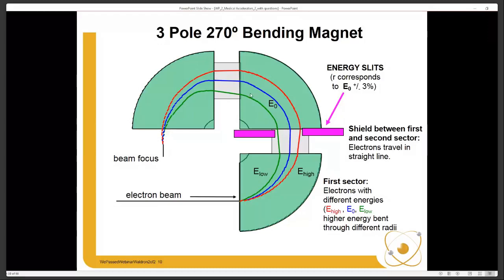In the rest of the field, the electron beam is generally refocused on a point. Usually this point is where we will later put the target or the exit window of the accelerator, depending upon the design.